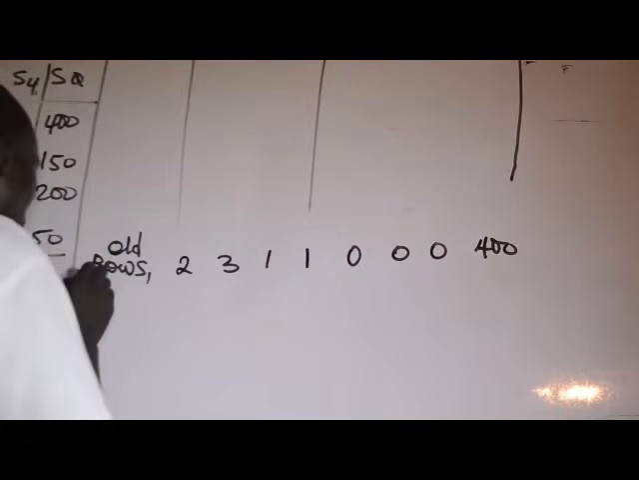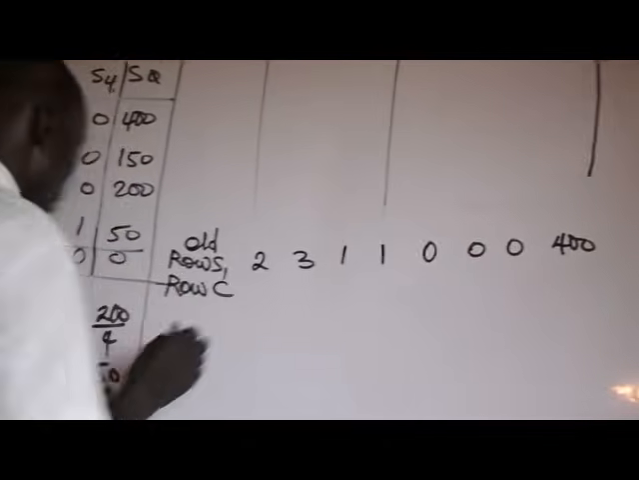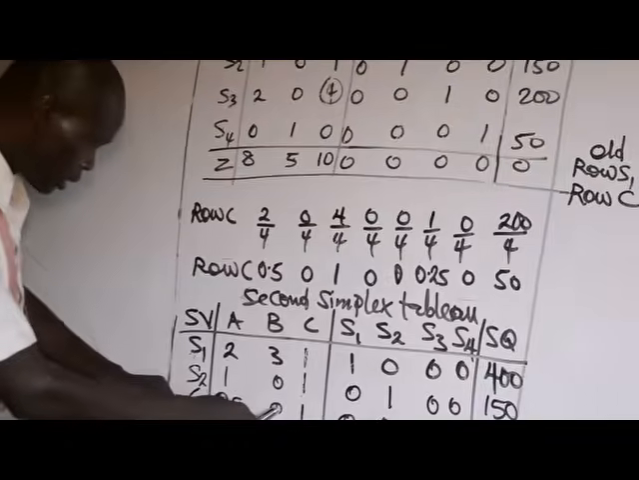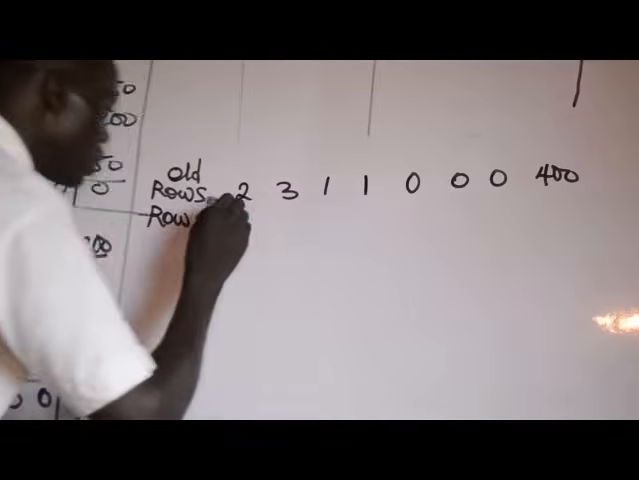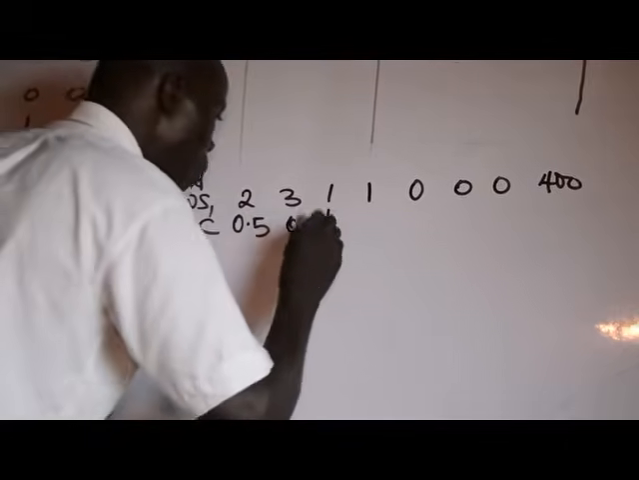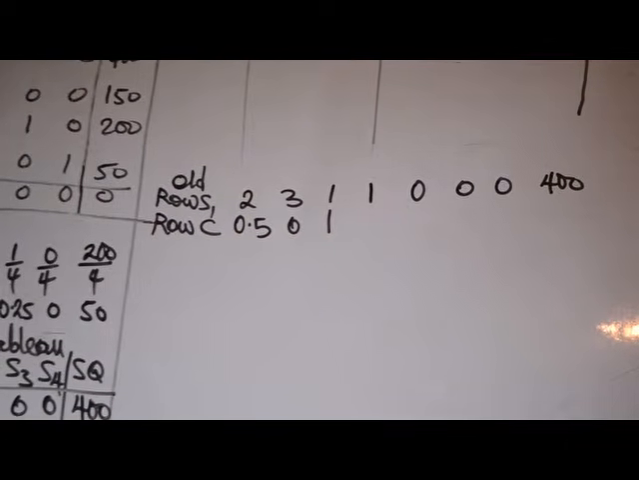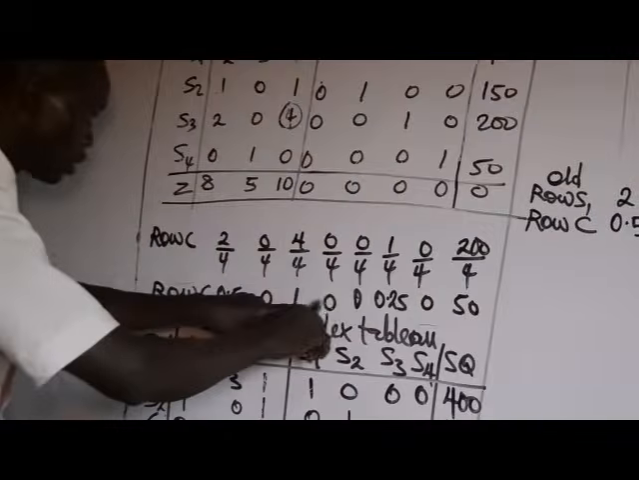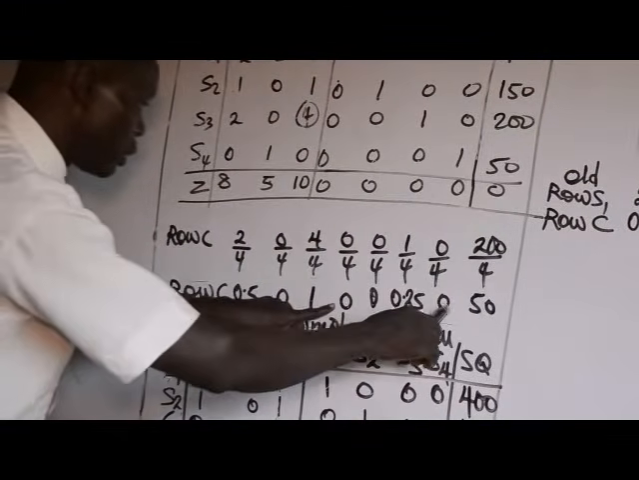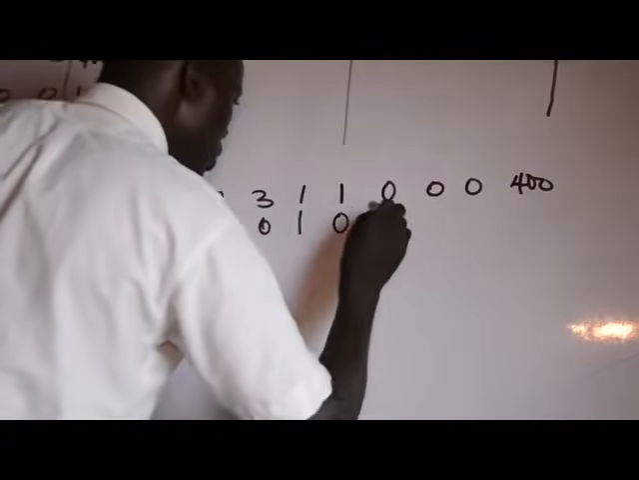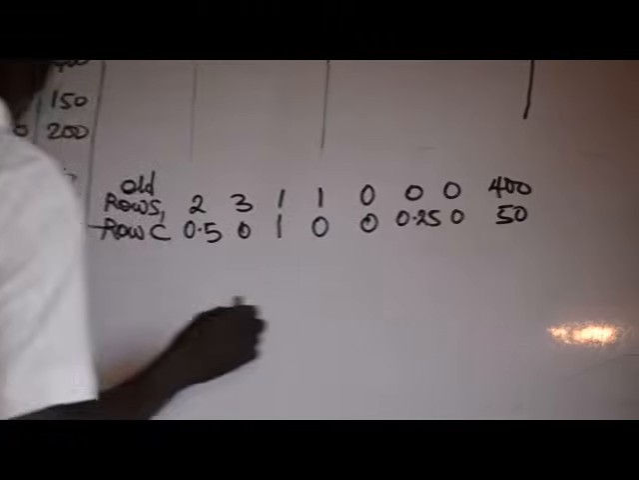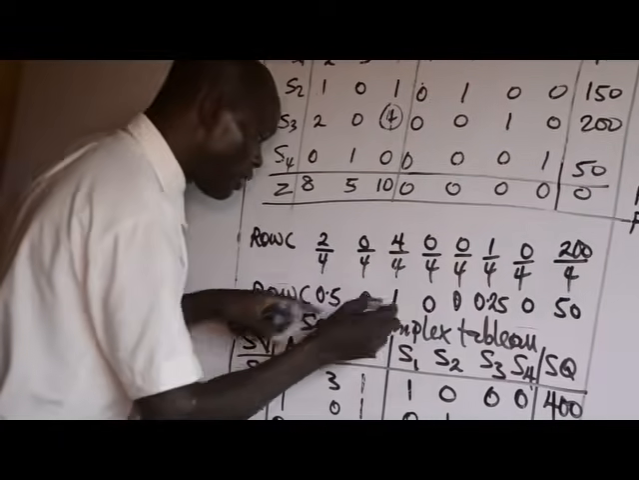Then you now take the pivot row, which is row C. Our pivot row is 0.5, 0 and 1, 0, 0, 0.25, 0 and 50, which is still the same number we have obtained here. You know, this is the value of the pivot.